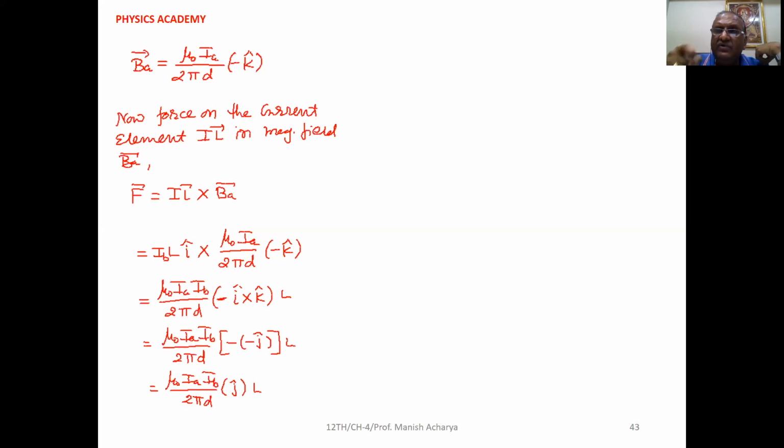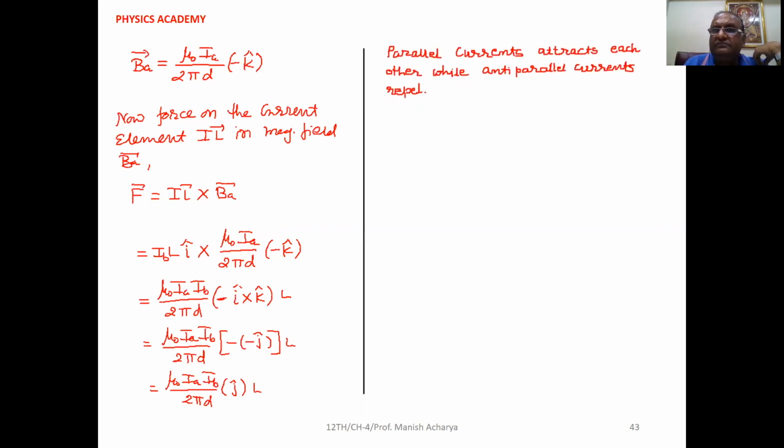So here now we can conclude like this. If the currents are parallel, then they attract each other. So, if currents are anti-parallel, then they will repel each other. Clear to all of you?